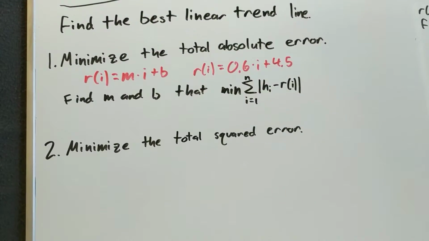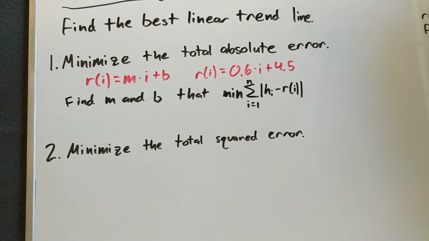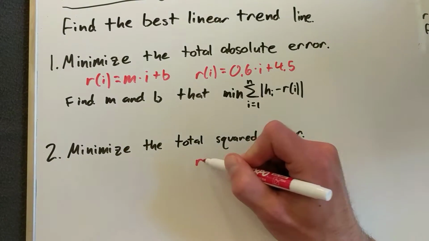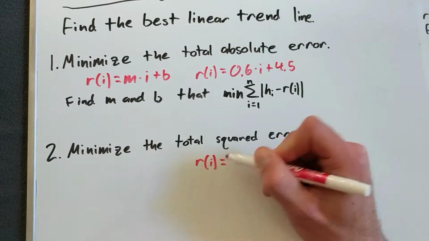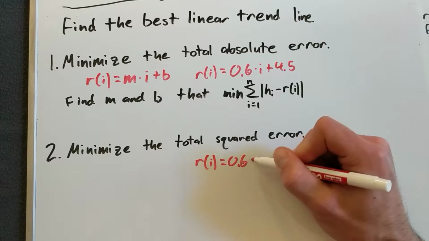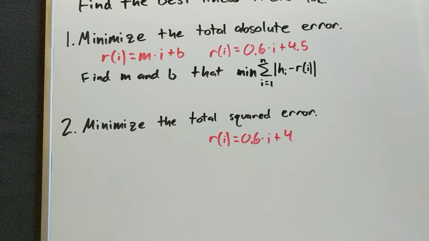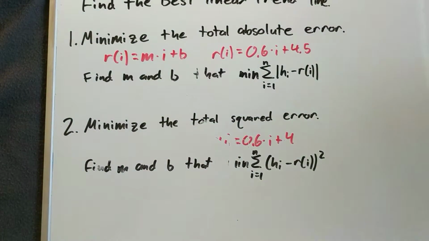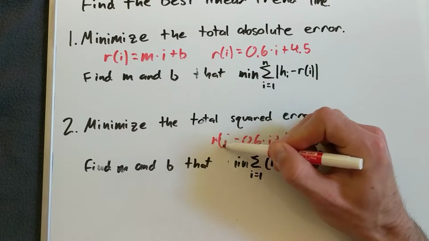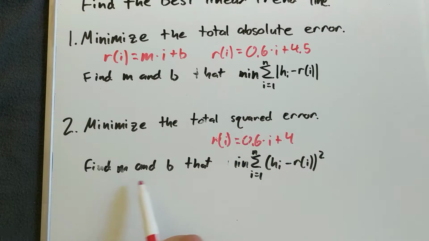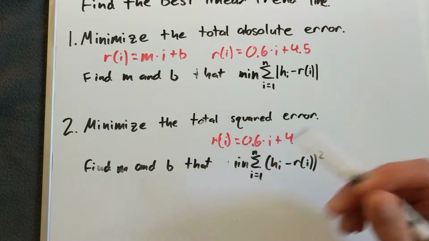To minimize the total squared error, we found that our equation was r of i equals 0.6 times i plus 4. Sorry, we have a puppy in the way. June, no, come here. Over there. So what this means is that we found the m and the b that minimized the squared error. This is r of i.